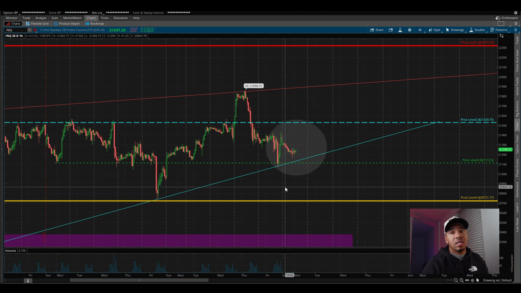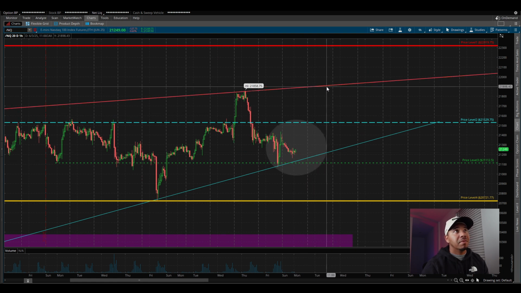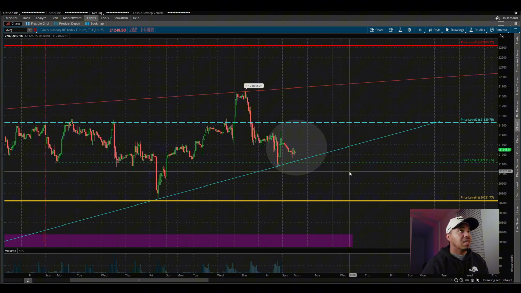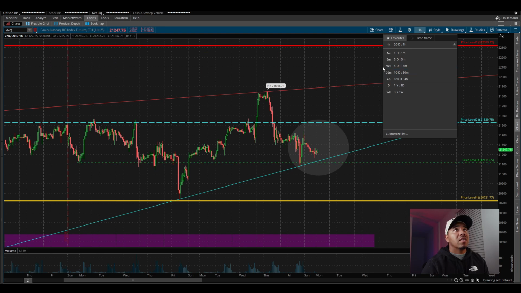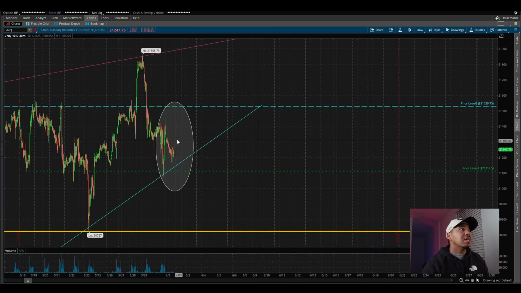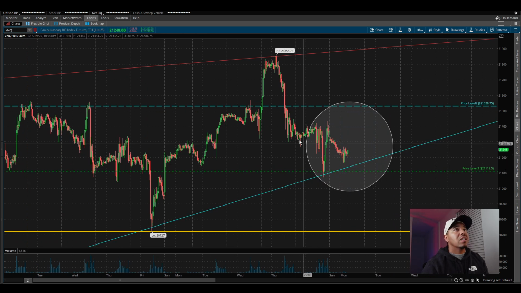Now, here's the tricky thing. Powell speaks today. So this can come and break all the way down through here and then shoot all the way back up here. That's just what the market does when Powell speaks. But I don't trade anything lower. When I'm charting, I don't chart anything lower than the 1 hour. I might take a look at the 30 minutes, but I don't really like it.